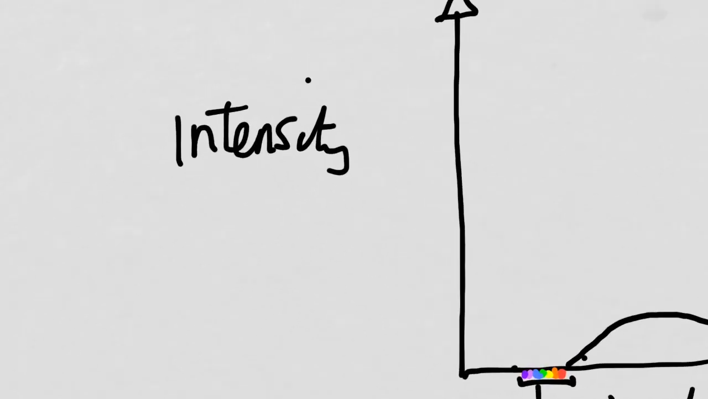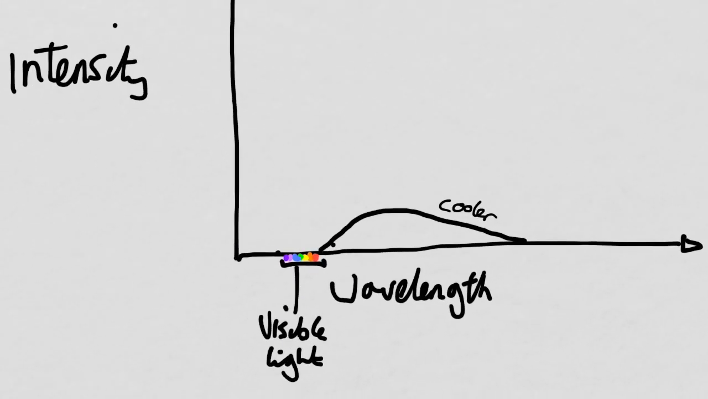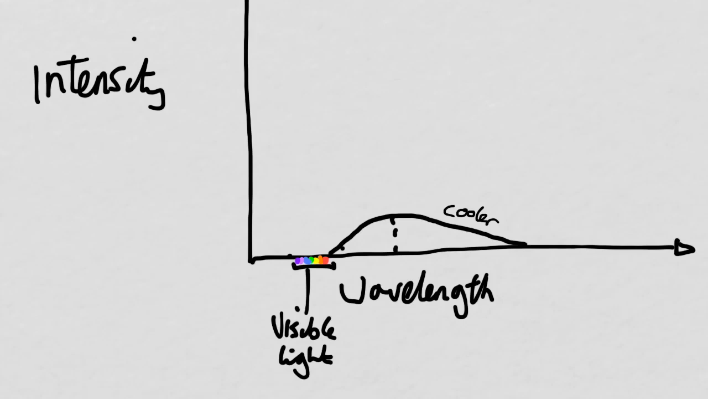And then I've got intensity up the side. Okay, so it's peaking around about here. So the peak wavelength that it's emitting is somewhere around here. So it's a fairly long wavelength.